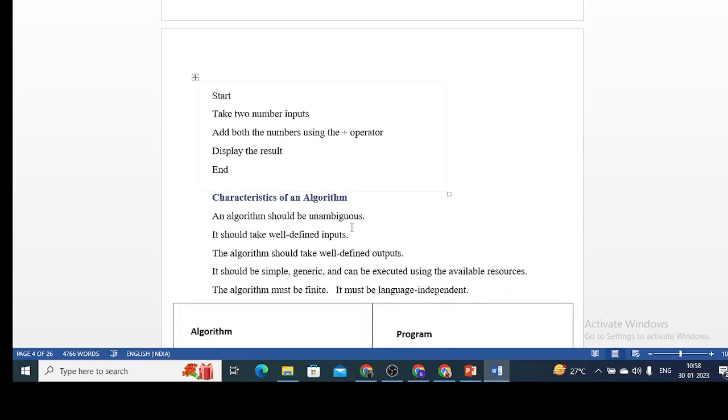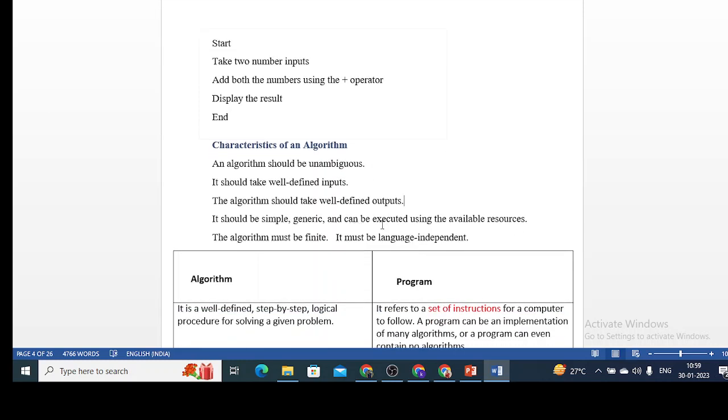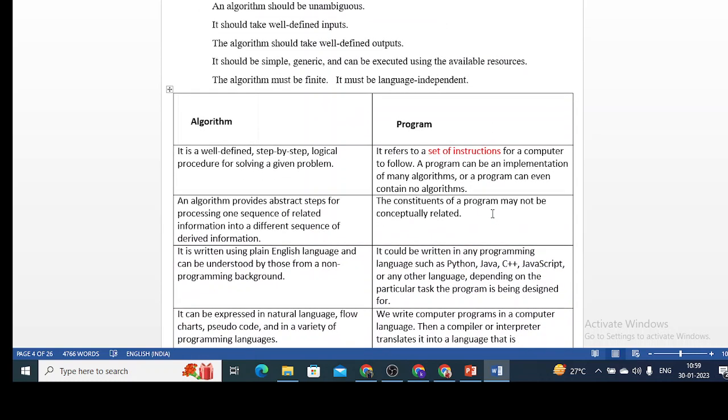Okay, now what are the characteristics of an algorithm? An algorithm should be unambiguous, meaning it should be unique. It should take well-defined inputs. The algorithm should produce well-defined outputs. It should be simple, generic, and can be executed using available resources. The algorithm must be finite. It must be language independent, which means you can use any language for writing the algorithm. Okay, now what is the difference between algorithm and program?